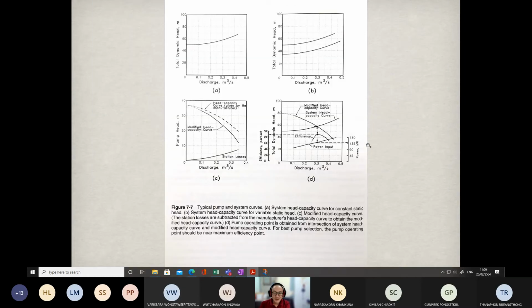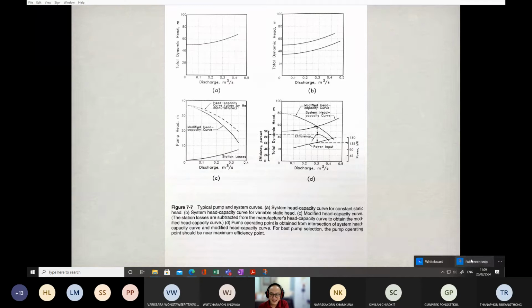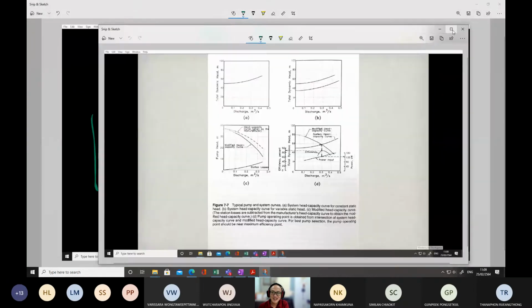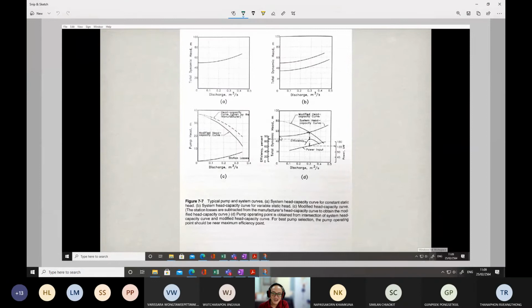Okay, so I just want to summarize again. If you want to select the pumps, you have to follow this instruction. First, you need to establish the total dynamic head or the system head curve. Then you put this system head curve onto the pump curve. The intersection between the pump curves and the system head curve is the point where the pumps will be working.